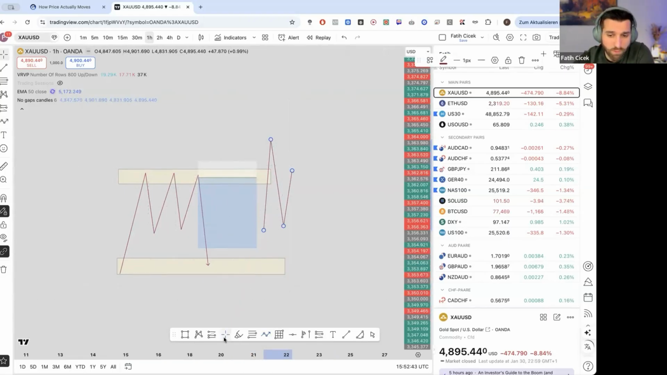Now, me personally, I wouldn't do it because at this zone, I would want to see an additional confirmation, like an M15 engulfing or something, and then I would enter the trade. You could do that as well.